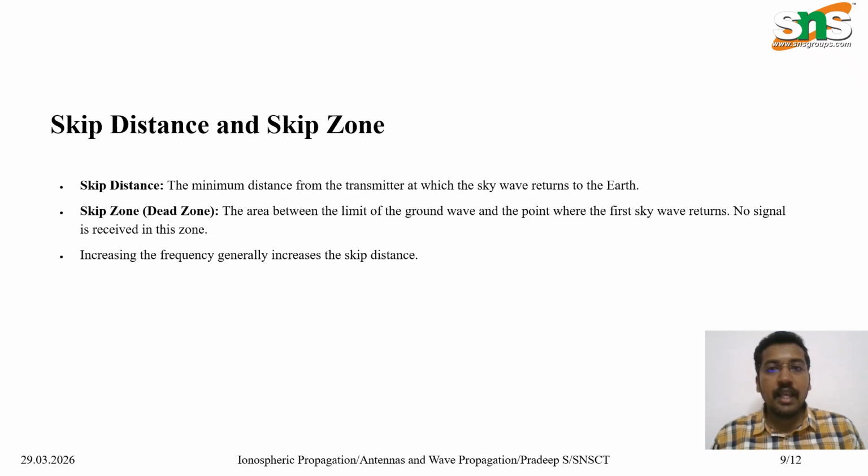Skip distance is the minimum distance from the transmitter where the sky wave returns to Earth. Between the end of the ground wave coverage and the start of the sky wave, there is a region where no signal is received. This is called the skip zone or dead zone. As the transmission frequency increases, the skip distance also increases, affecting communication coverage.